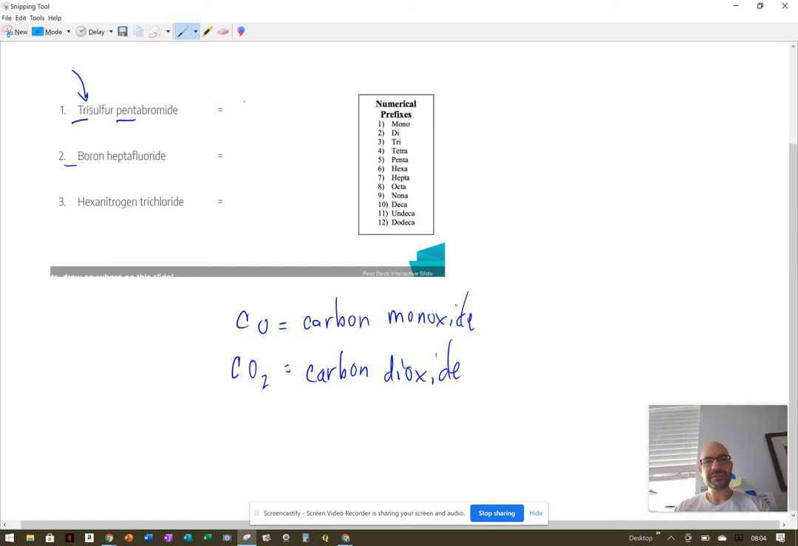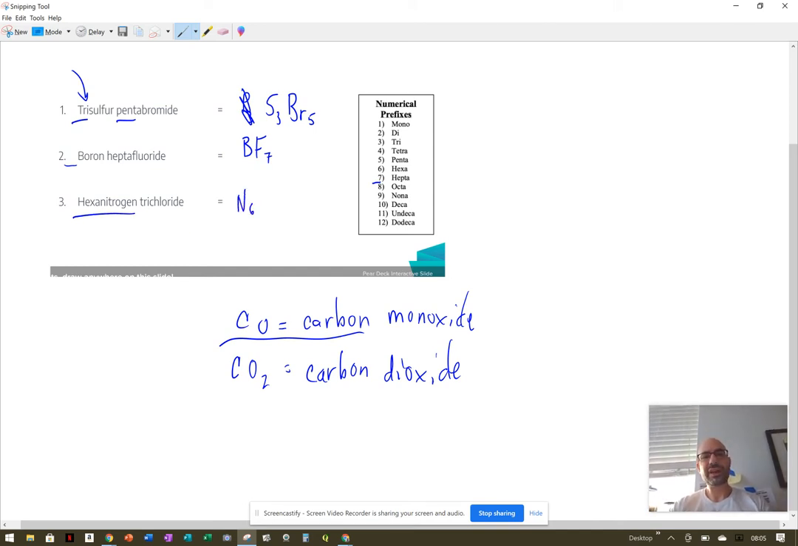So trisulfur, we have, whoops, why did I do phosphorus? Trisulfur has 3, pentabromide. So it means we have 5 bromines. Boron heptafluoride, just like carbon monoxide, we have 1 boron. Hepta, we look up here and it means 7. So we have 7 fluorines. And then finally hexanitrogen, so 6 nitrogens. And trichloride, so that means we have 3 chlorines.